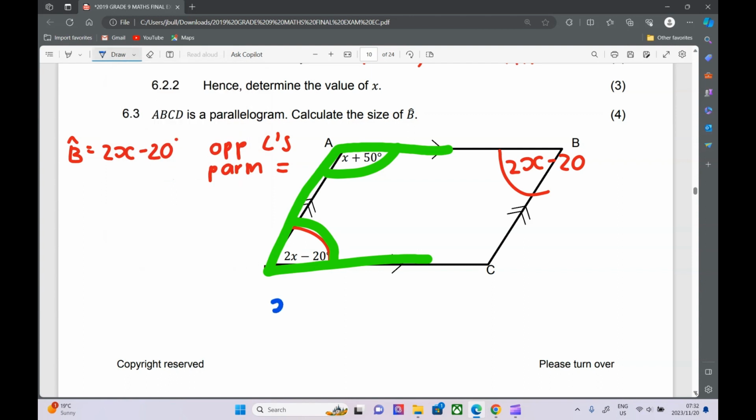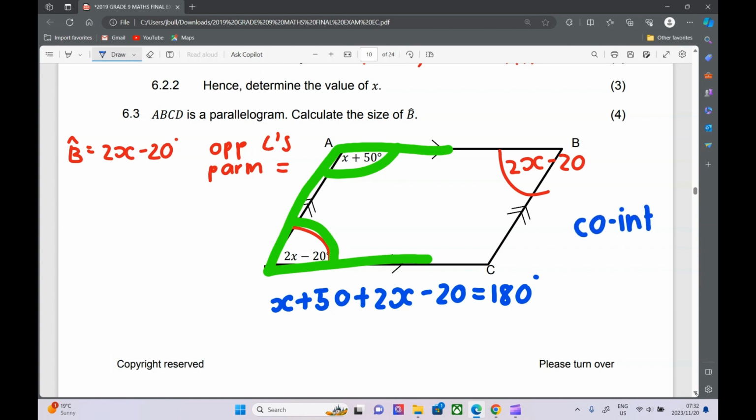So I can say x plus 50 plus 2x minus 20 is equal to 180 degrees. My reason is going to be co-interior angles. Remember, if you're going to use co-interior angles, it's a parallel line rule, so we have to give the parallel line. So we're going to say AB is parallel to, I think it's DC or CD.